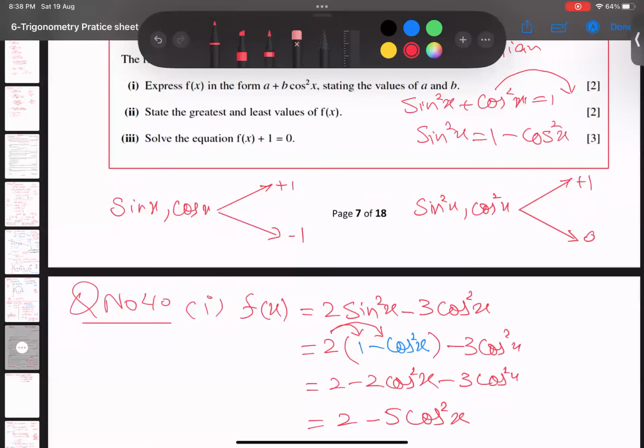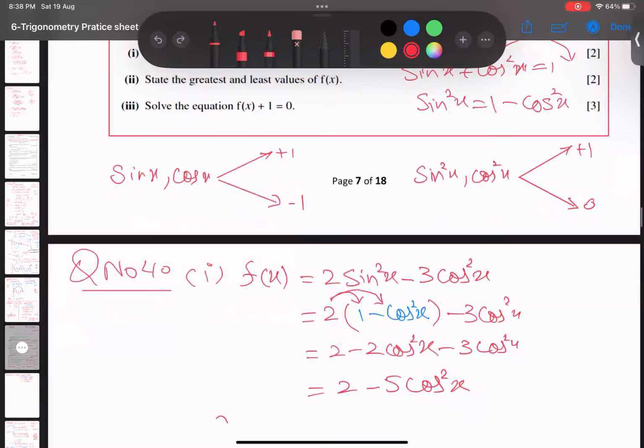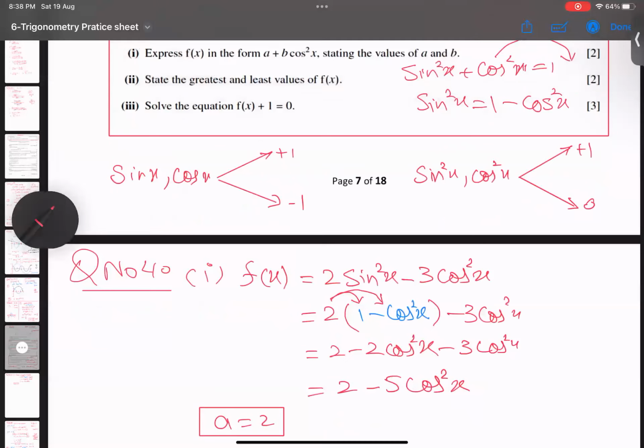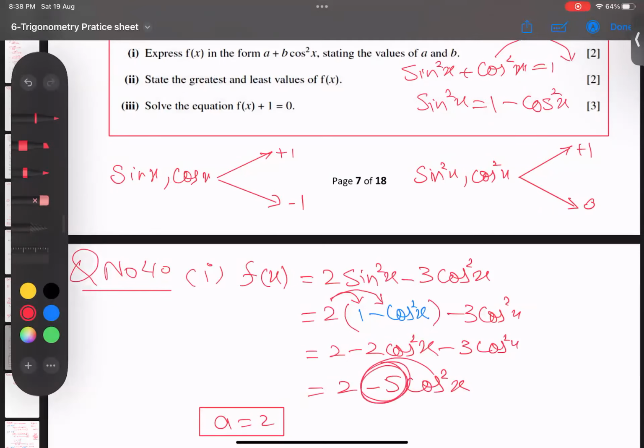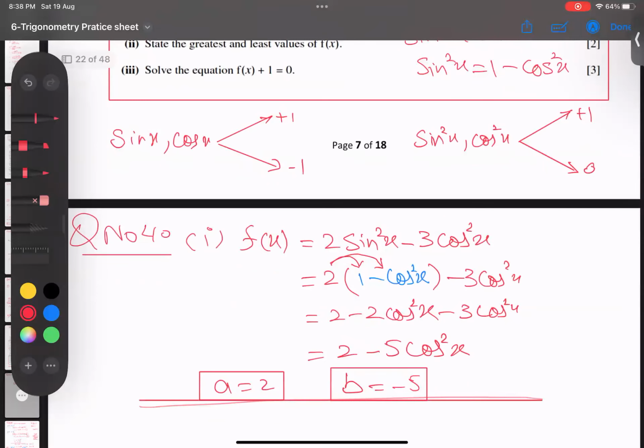And that's it. If you compare this equation with that equation, you can say clearly that a is 2. So I can write directly a is equal to 2. Now you can see that this is a minus 5 cos square x coefficient, and on the top, the cos square x coefficient is plus b. So I can say the b value is minus 5. So 2 marks achieved. Alhamdulillah Rabbil Alameen.